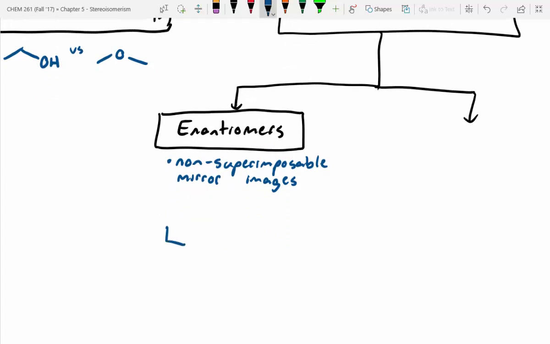A good example might be this compound. What would this be called? Yeah, trans-1,2-dimethylcyclohexane. If we were to draw the mirror image, I'll just make a little mirror image here. If you make these two models and you try to overlay them atom for atom, you can't, right? It is impossible. So these would be an example of a set of diastereomers, or sorry, enantiomers.